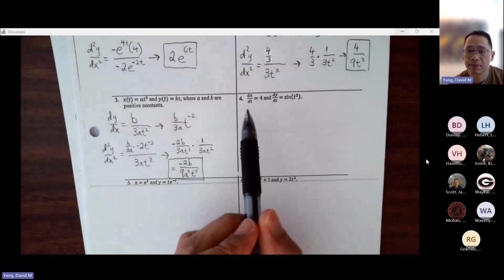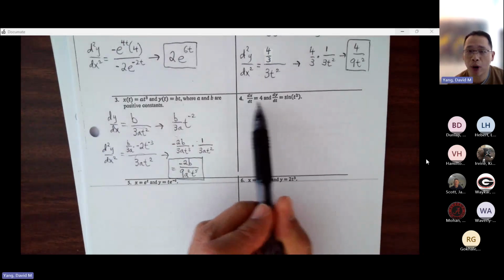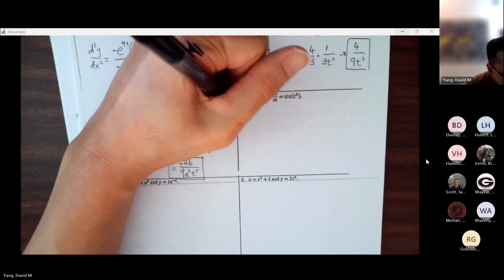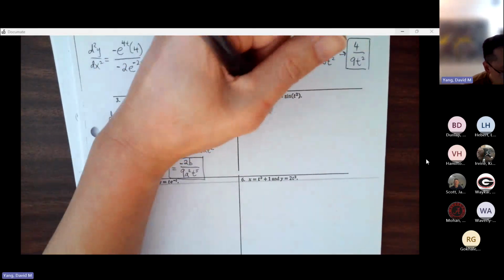Number 4, they're already providing y prime and x prime. So just copy those values down.